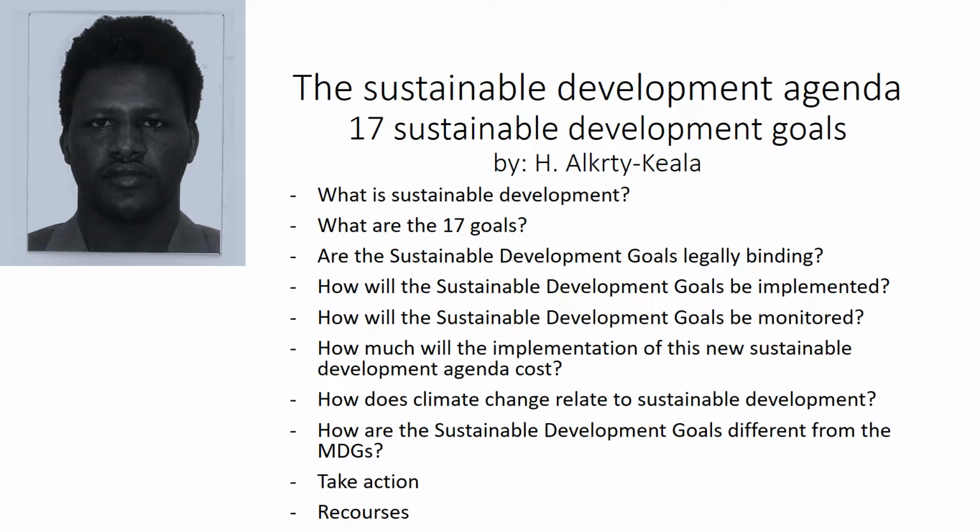Okay, the seventh point is going to be about how climate change is related to sustainable development. Of course, without overcoming the problem of climate change, we shouldn't talk about 17 sustainable development goals. So the first thing we have to do as the international community is address the climate change problem, and it's real. The eighth point is going to be about how the sustainable development goals are different from the MDGs, which stands for Millennium Development Goals.